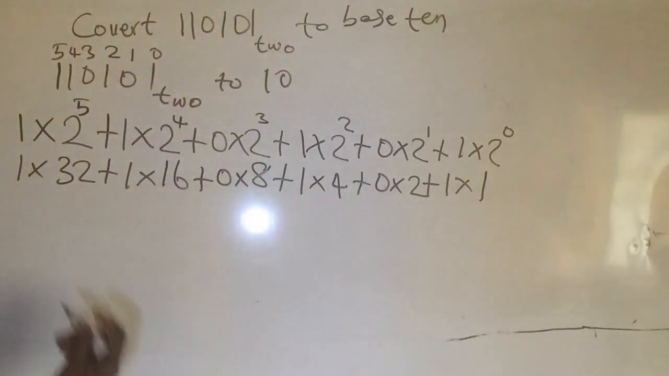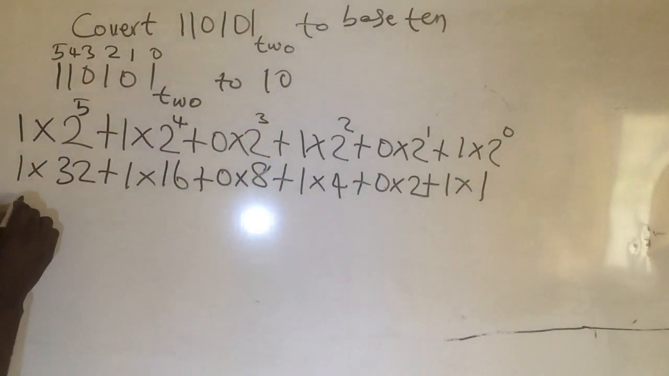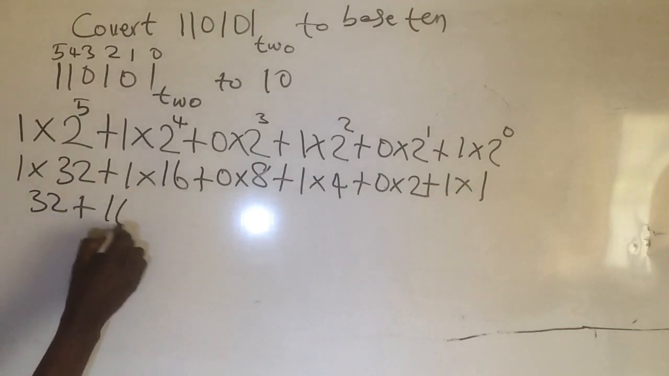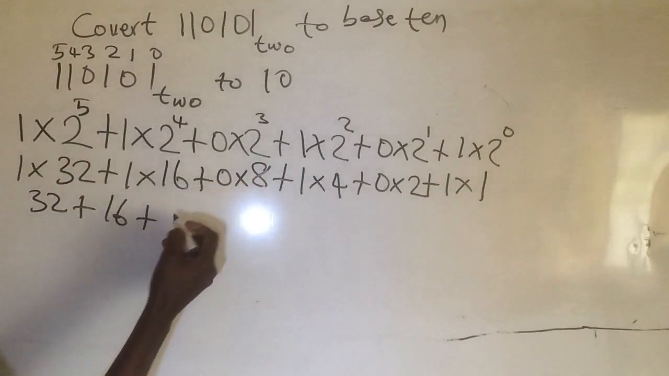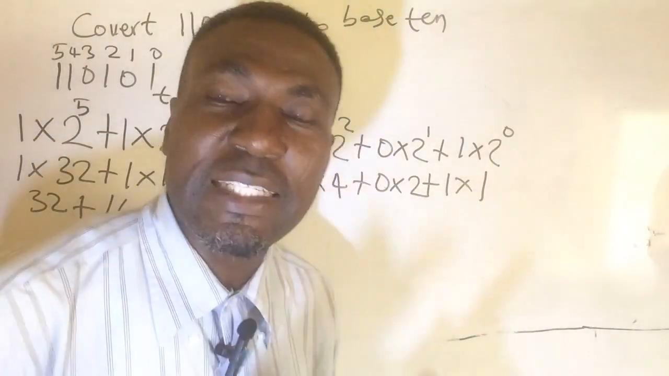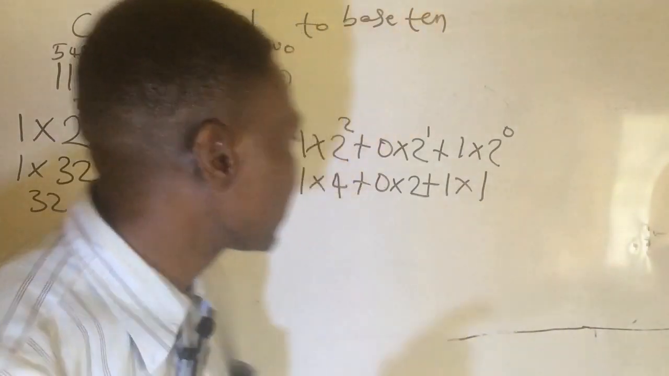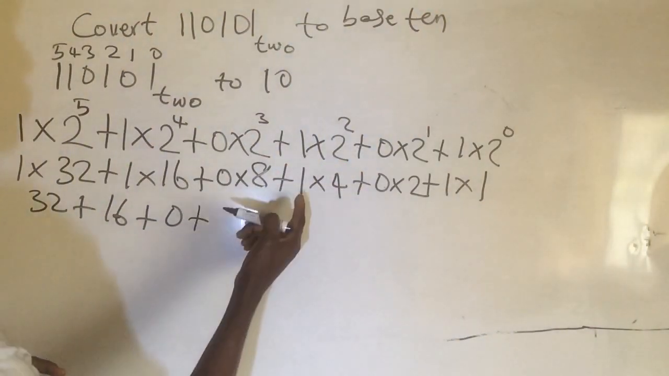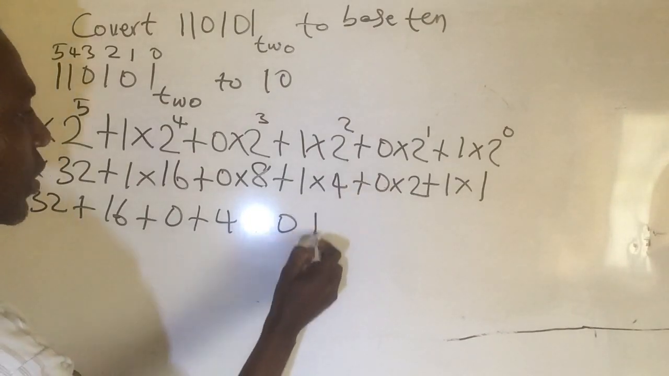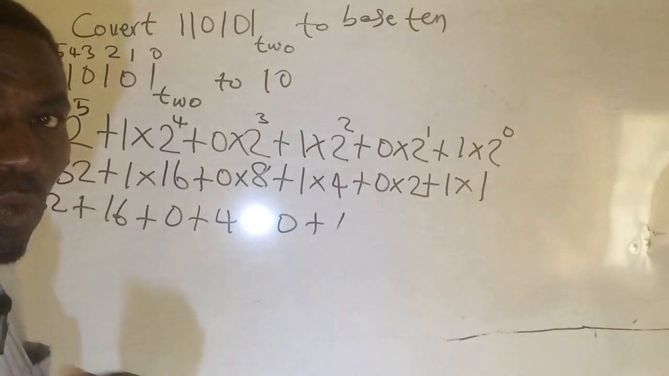Now 1 times 32 is 32, plus 1 times 16 is 16, plus 0 times 8 is 0. Anything times 0 is 0. Plus 1 times 4 is 4, plus 0 times 2 is 0, plus 1 times 1 is 1.